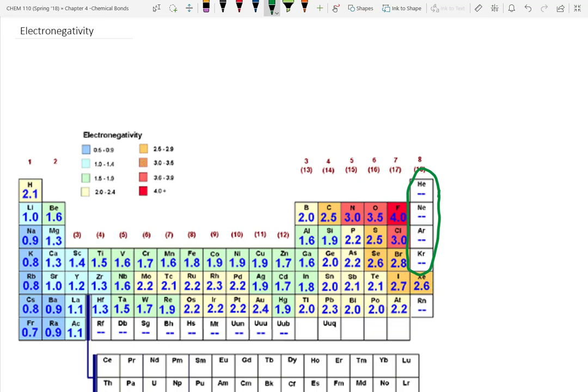And if you notice, the trend is as you go up towards that right-hand side, specifically towards fluorine, you get more and more electronegative. So the ones in the left-hand corner really aren't that electronegative. So electronegativity is just basically describing how badly an atom wants electrons.